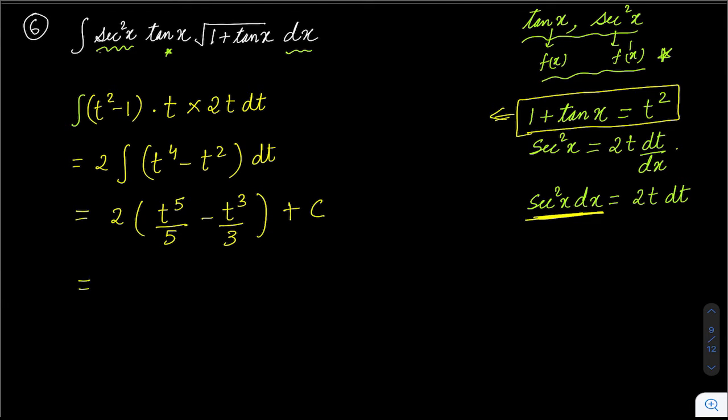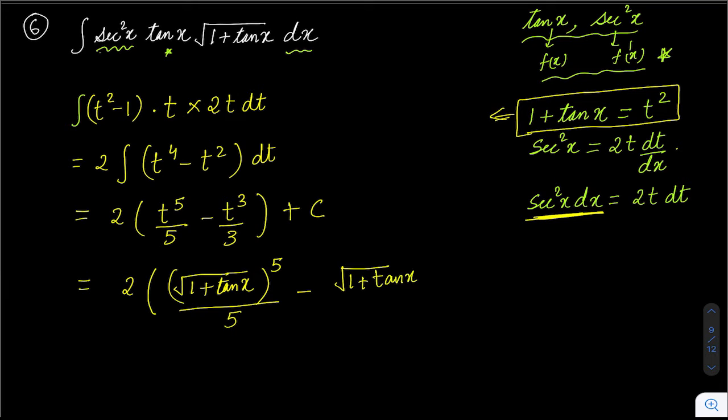Let's substitute the value of t. What is the t value? Square root of 1 plus tan x. So square root of 1 plus tan x, this whole power 5 over 5 minus square root of 1 plus tan x, this whole power 3 over 3 plus c. So this is my answer.